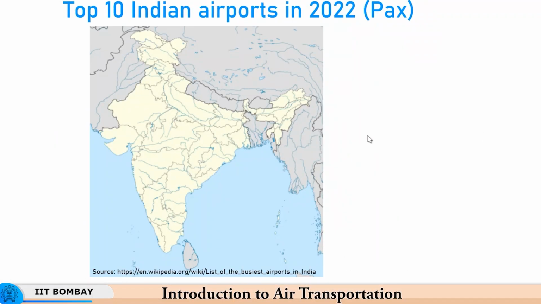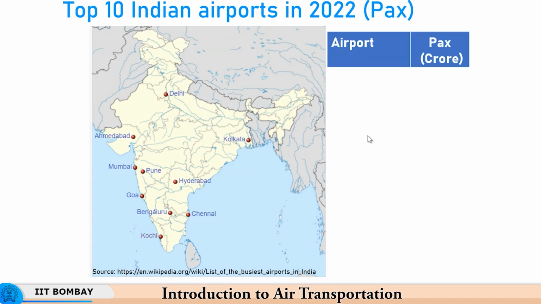Finally, let us have a look at the 10 top Indian airports in the year 2022 based on the number of passengers which they carried. So, these are the 10 airports marked with the red dots, and now we will look at them one by one. The leading airport in the country, with the largest number of passengers, around 6.5 crore, is the Delhi airport.